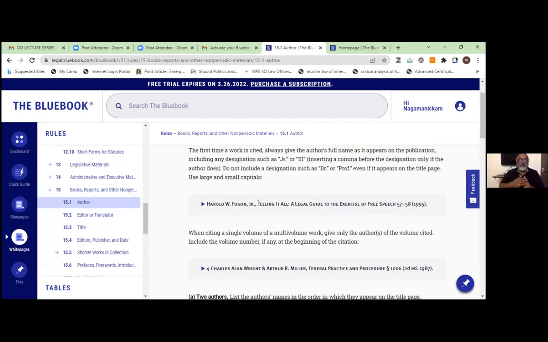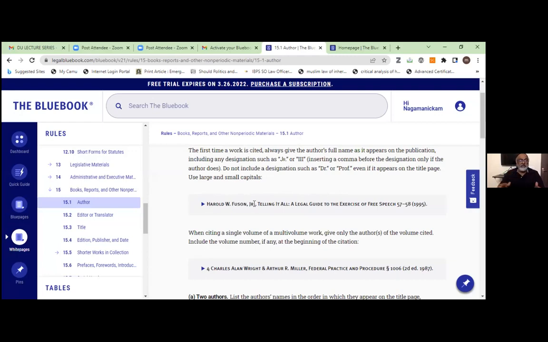And after that, whatever designation the author has, that is Jr., Junior, or the Roman numeral. And then they have clearly given: do not include a designation such as doctor or professor, even if it appears on the title page. This is how they have designed the Bluebook citation. So therefore you can't use Dr. or Prof. for professor and doctor in the Bluebook. And let's get back to the example.